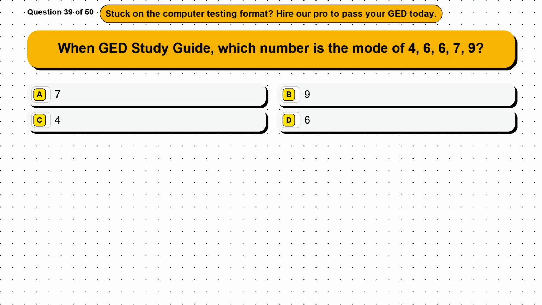Question 39. When GED Study Guide, which number is the mode of 4, 6, 6, 7, 9? Option A, 7. Option B, 9. Option C, 4. Option D, 6.